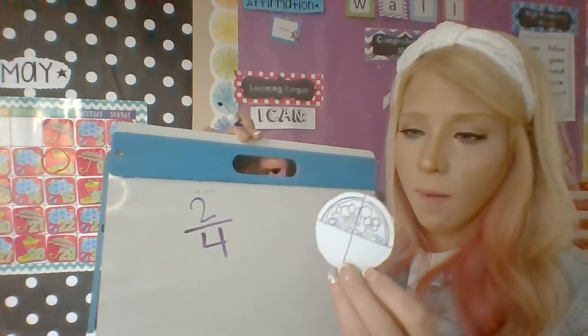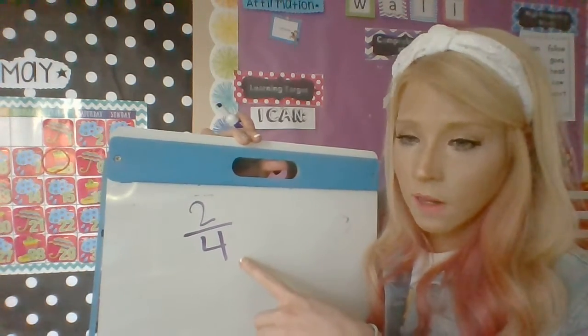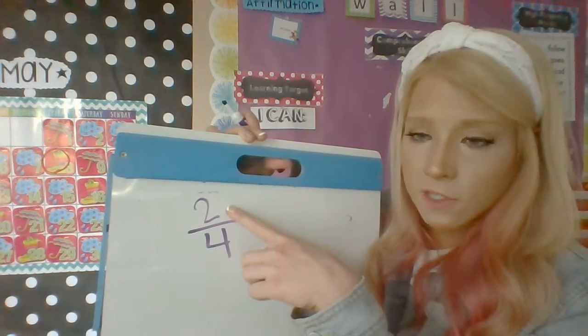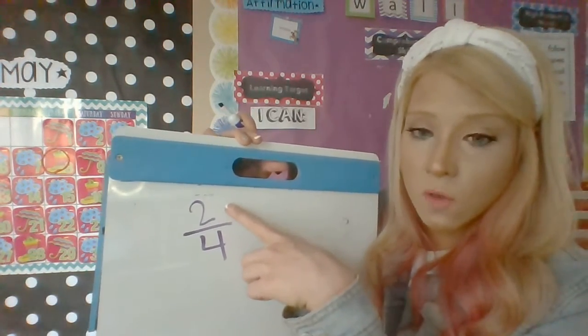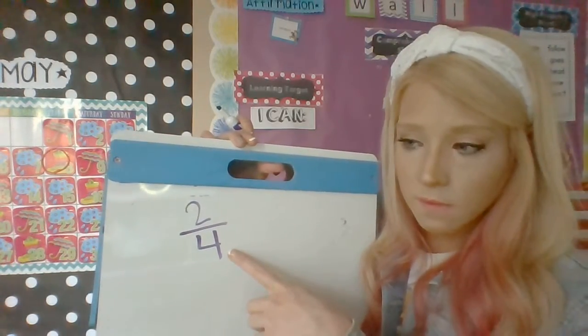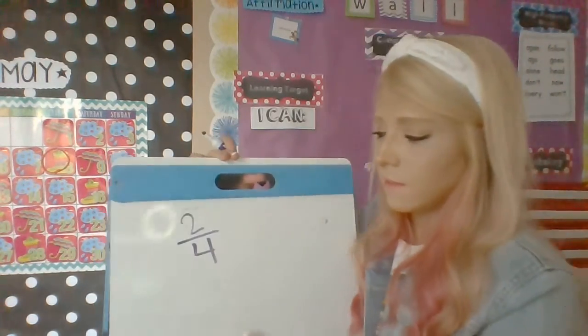That's the fraction way to write this partitioned shape. There's 4 equal parts all together. 2 of them are left, shaded in. 2 out of 4 is 2/4. Very nice.